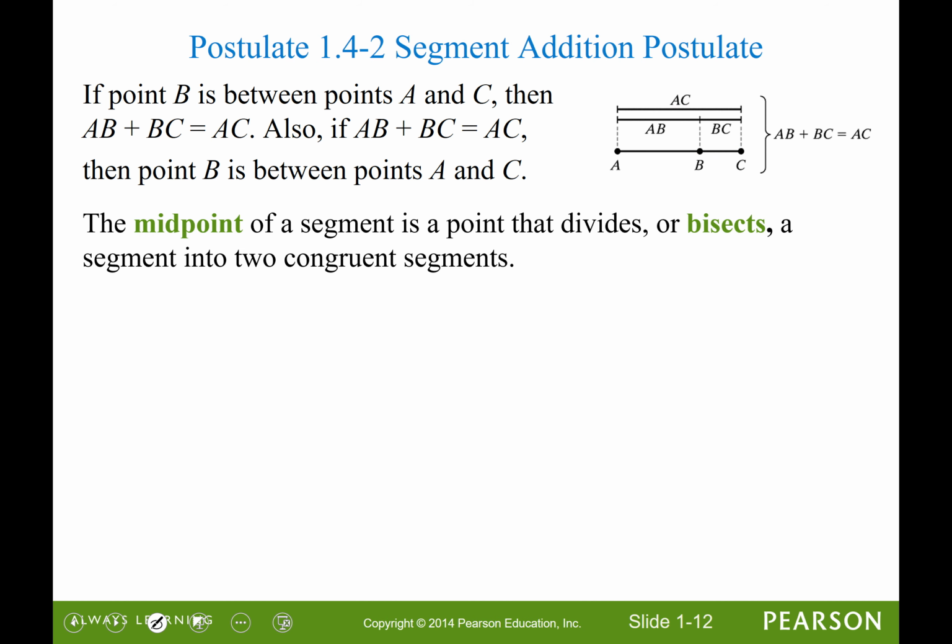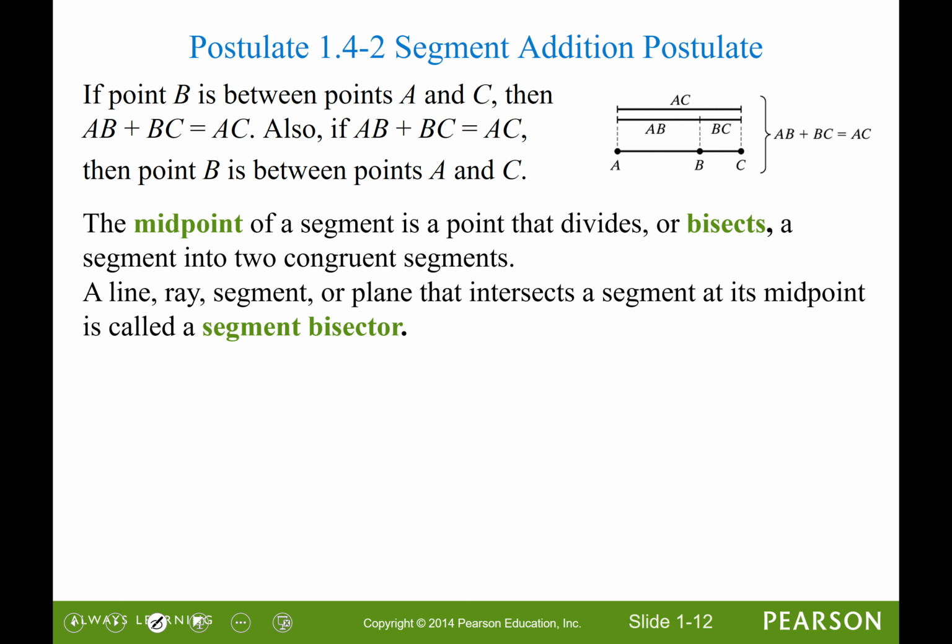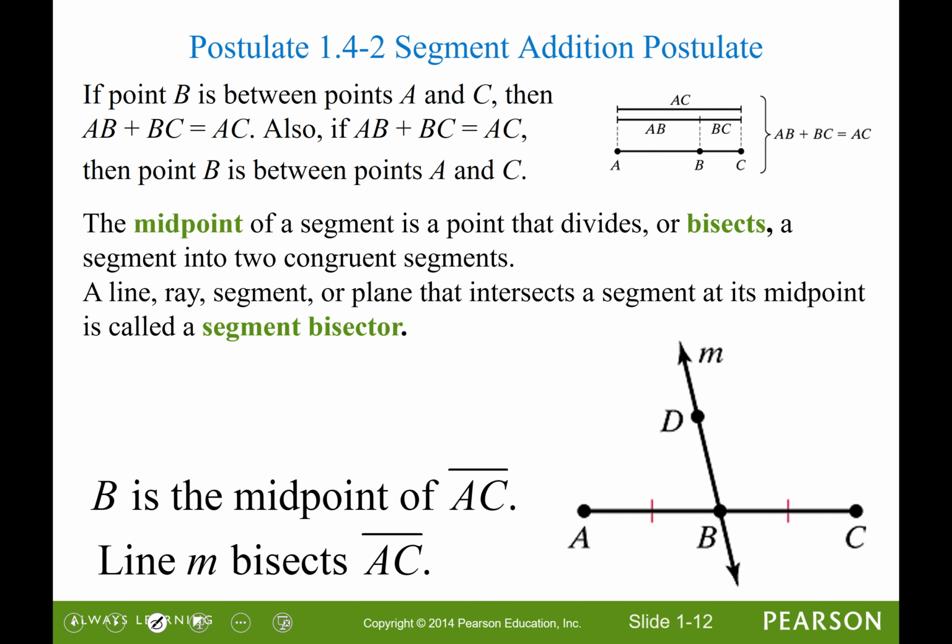The midpoint of a segment is a point that divides or bisects a segment into 2 congruent parts. A line, ray, segment, or plane that intersects a segment at its midpoint is called a segment bisector. And here we have a visual so I can talk about each of those definitions.